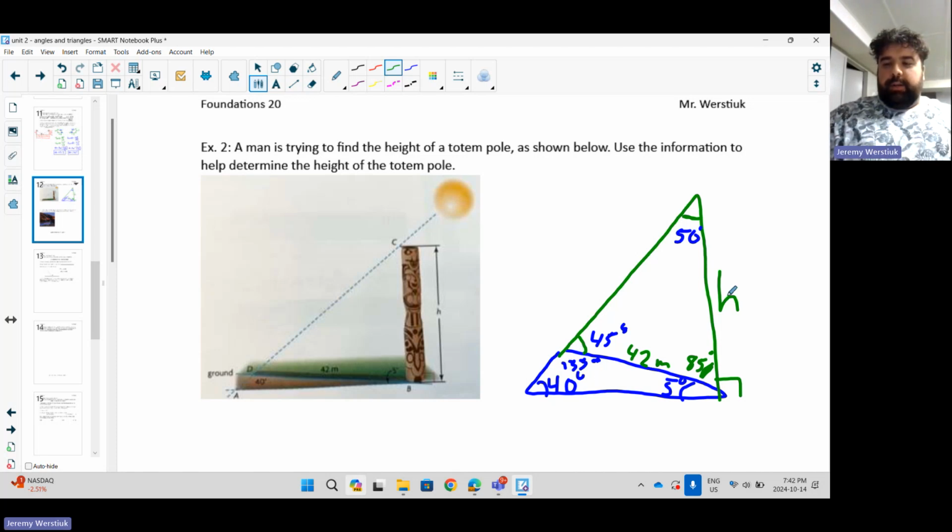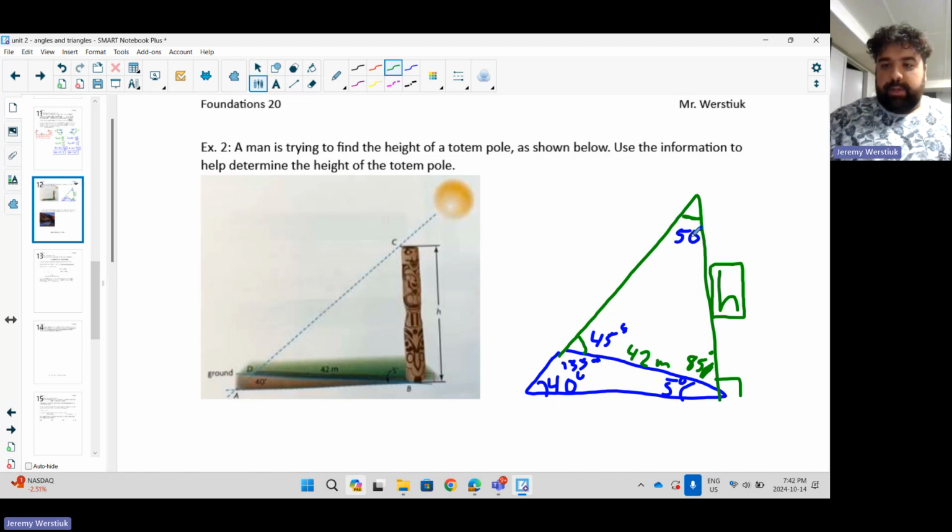So I need to find the size of H, right? This one right over here is what I'm looking for. So the question I need to ask myself right now is, in this green triangle, do I know an angle side relationship?